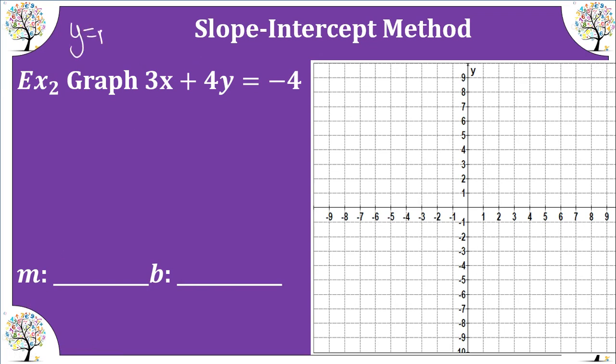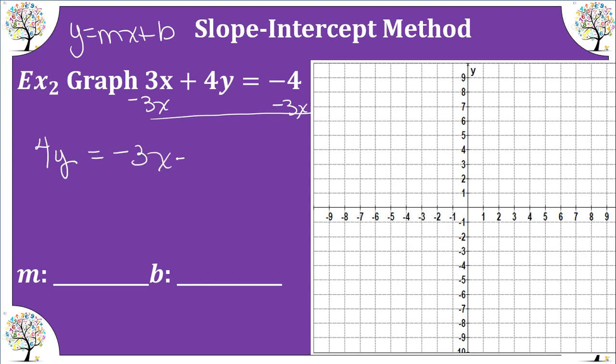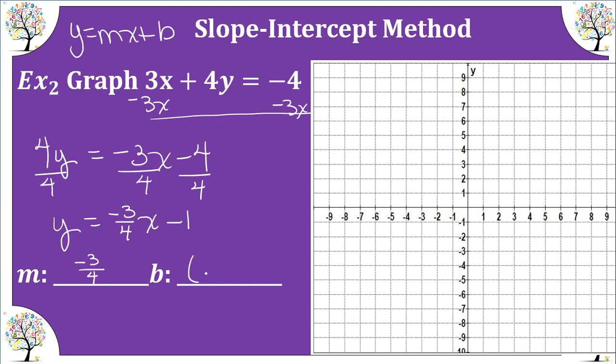Again, let's remind ourselves of what the form looks like. We're going to subtract 3x from both sides. This gives us positive 4y equals negative 3x minus 4. We're going to divide by our coefficient 4. And we have y is equal to negative 3 over 4 times x minus 1. Our slope is negative 3 over 4. Our y-intercept is (0, negative 1).